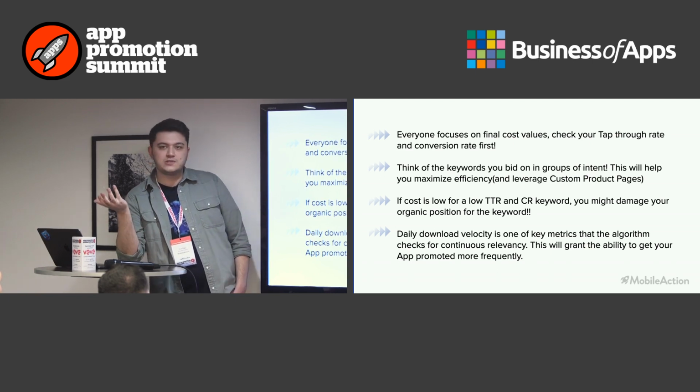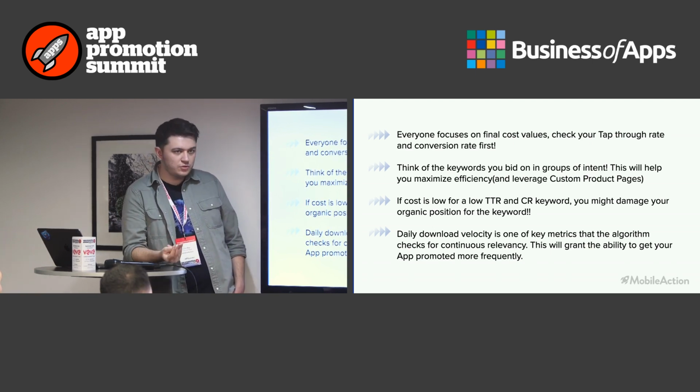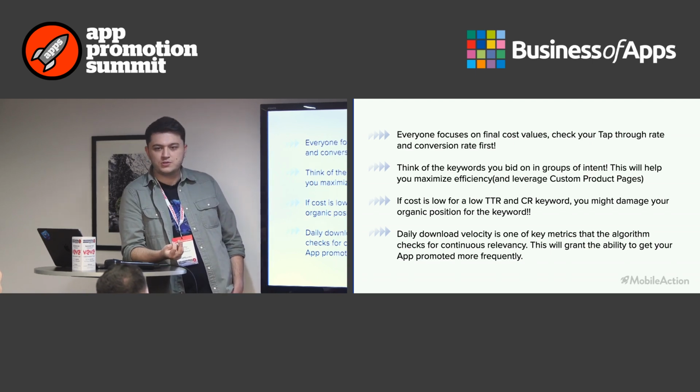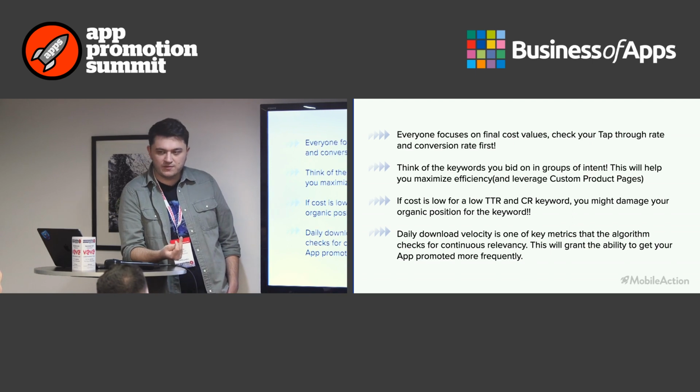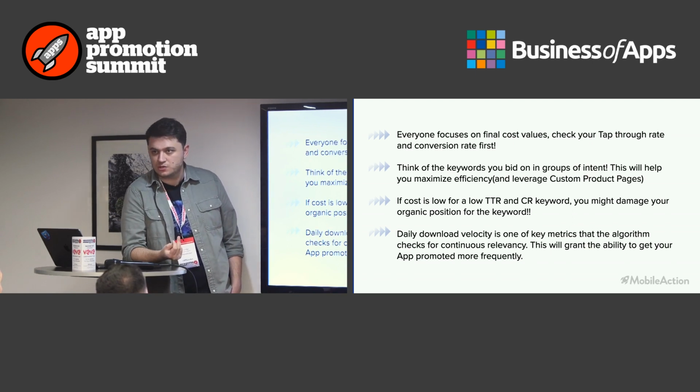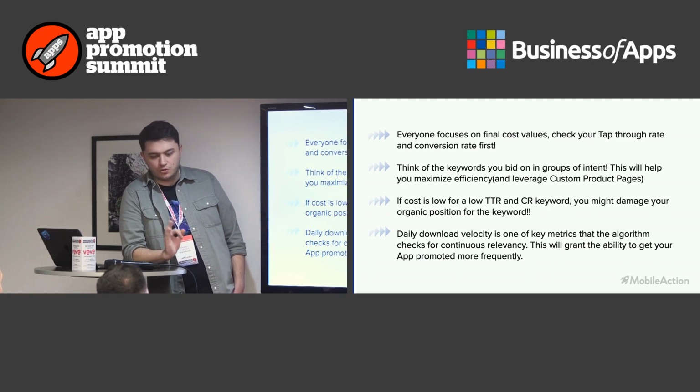So what does it look at specifically? It looks at tap-through rates, it looks at conversion rates, it looks at your daily download velocity, right? Are you growing in terms of population through that particular search intent? Is it relevant enough that people are clicking on it and starting to utilize that app? And other things attached to it as well. But those three main things are going to be your main determinants when it comes to your organic ranking for any keyword.